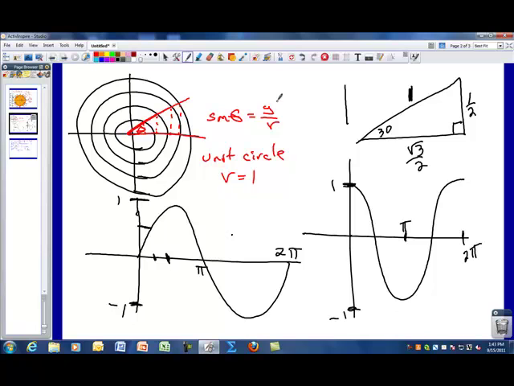We'll stay with that one. Let's do a 45-degree triangle really quick. This is 1. This would be root 2 over 2 then, wouldn't it?